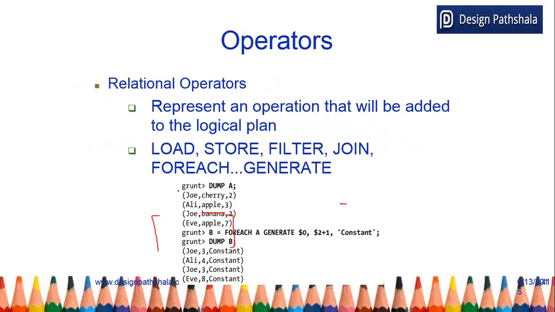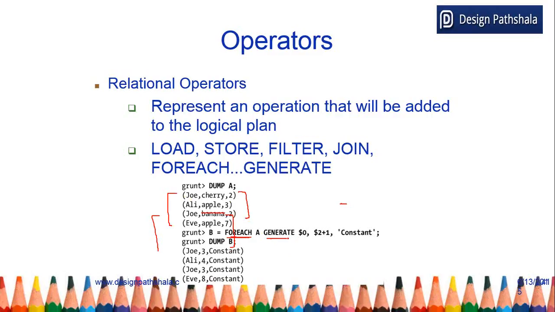Now let's look at some other data. A has this data: Joe, Cherry, 2, Ali, Apple, 3, and so on. I have generated B from A, where I'm saying FOREACH A GENERATE. FOREACH is an operator which will run on each row of A. So for each row of A, generate.